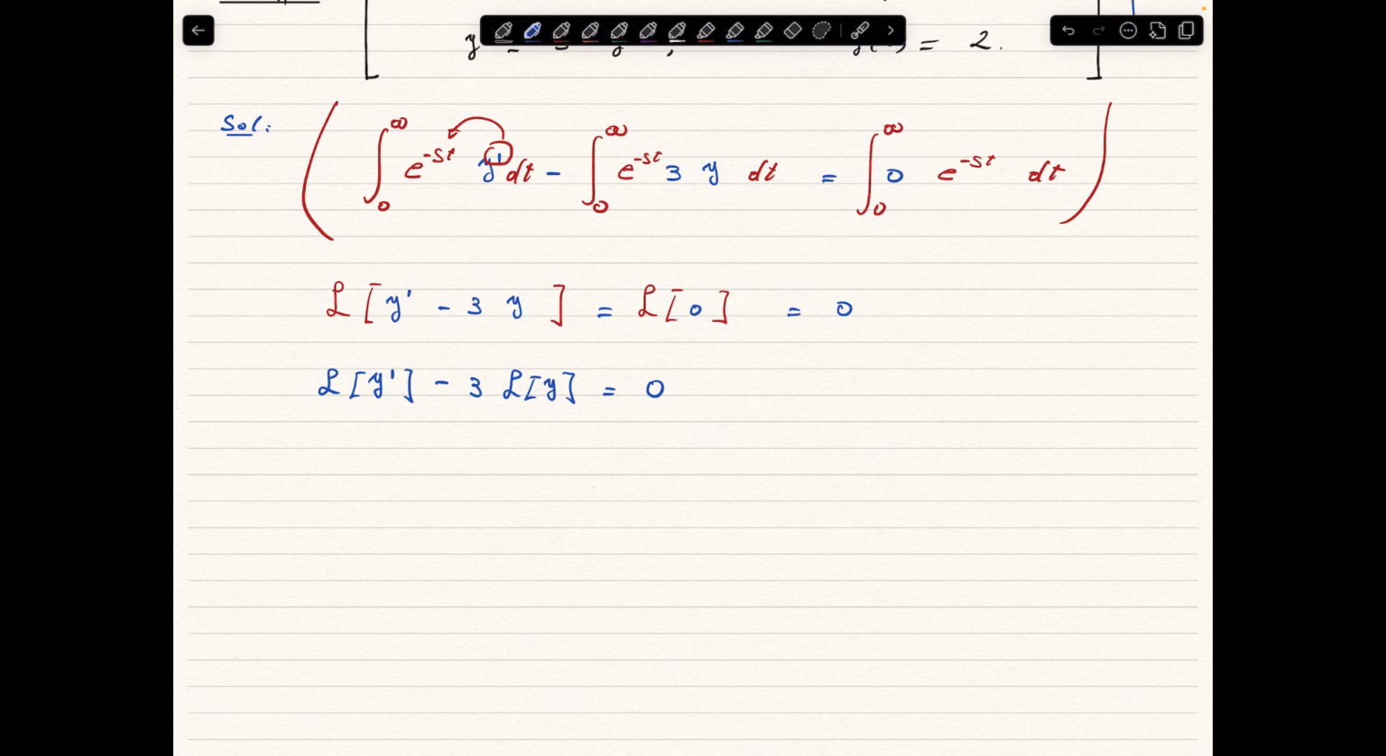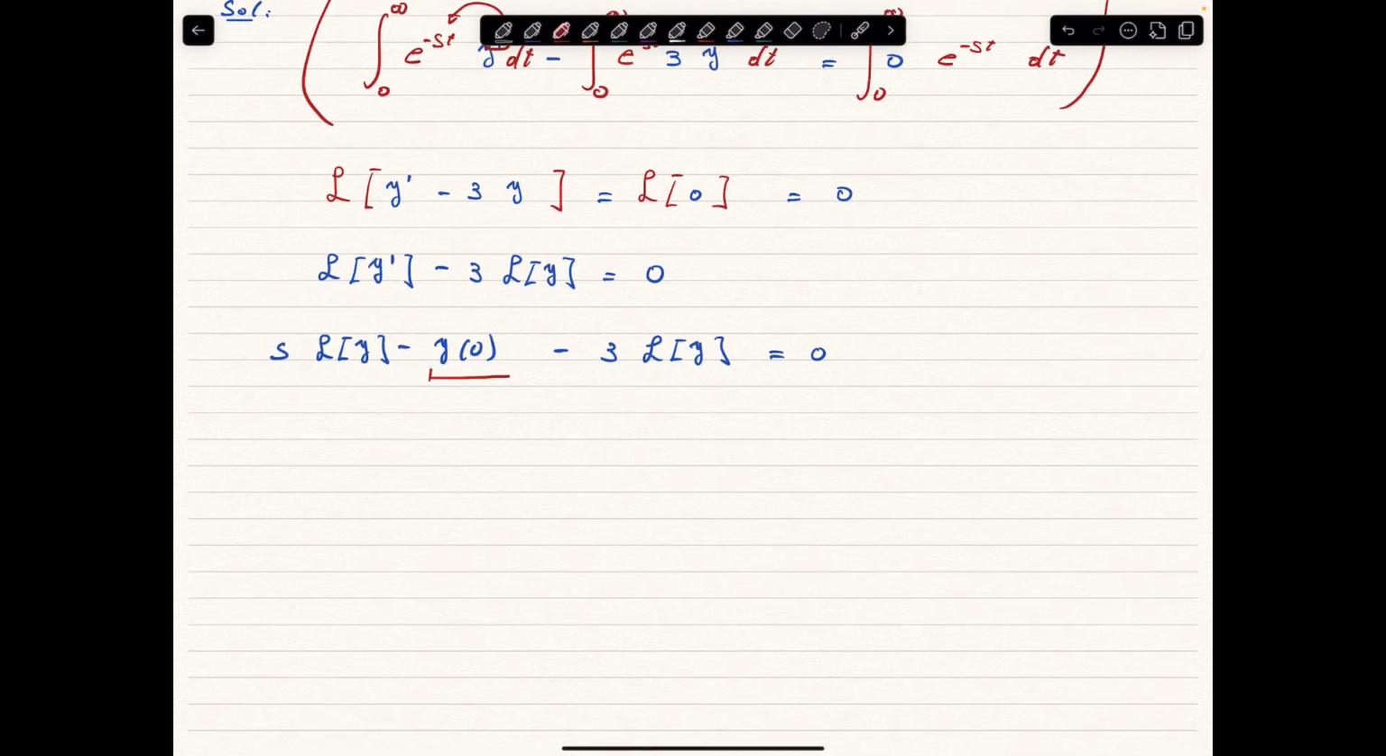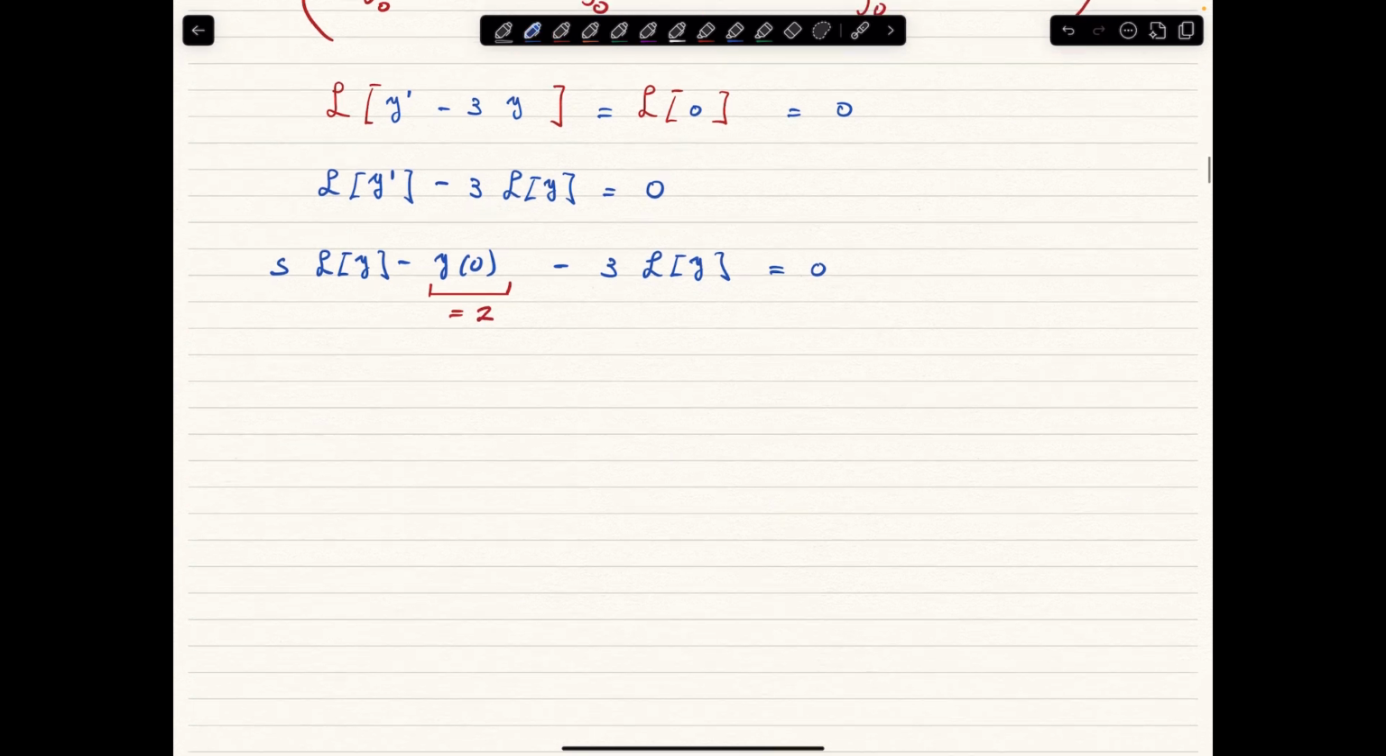Now we use the property on the derivative, which is the integration by parts. The integration by parts says that this is going to be s Laplace transform of y minus y at 0. Then we have minus 3 Laplace transform of y equals 0. Now the initial condition says that this is actually given. That's why we are integrating from 0, because we can use the initial condition and say that this is equal to 2. So now we can pull the common factor Laplace transform of y, and we have s minus 3 Laplace transform of y minus 2 equals 0.